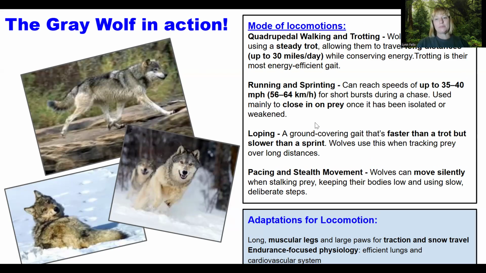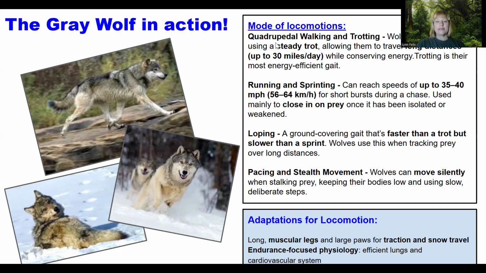Running and sprinting, they can reach speeds up to 35 to 40 miles per hour for short bursts of time when they chase. They use it mainly to stay close on prey once it has been isolated or weakened. Loping, a ground covering gait that's faster than a trot, but slower than a sprint. Wolves use this when tracking prey over long distances.